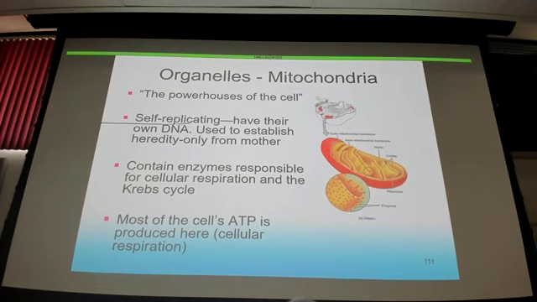So cells go through mitosis. Some cells go through mitosis. They can replicate themselves, and that's not so unique in the body. But what's unique about mitochondria is they contain their own DNA. So you can establish heredity using mitochondrial DNA.